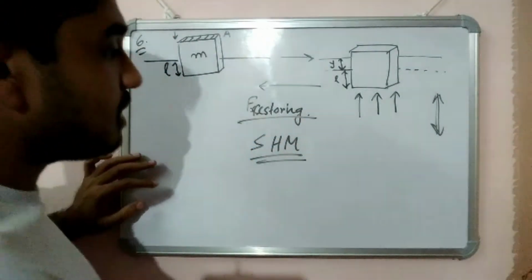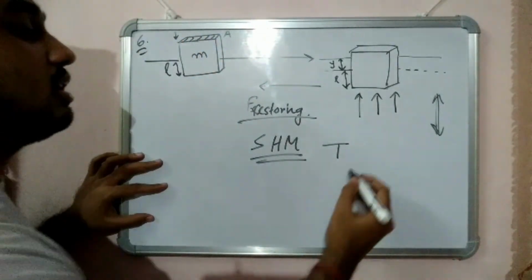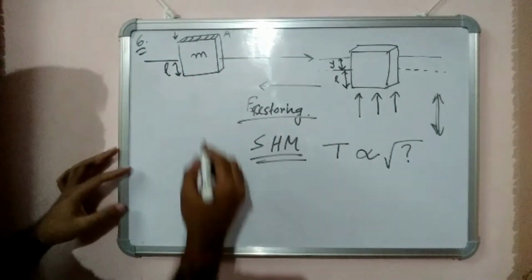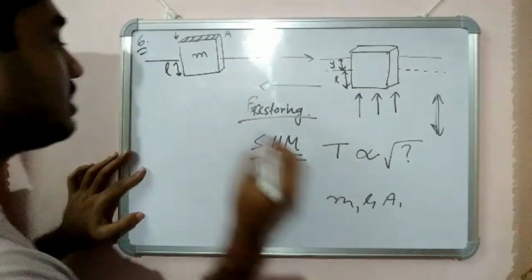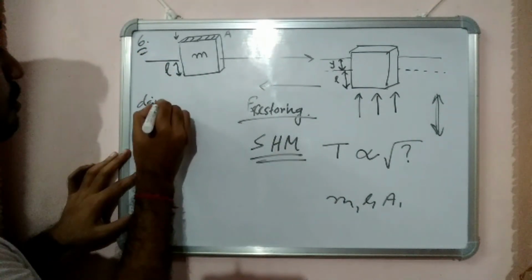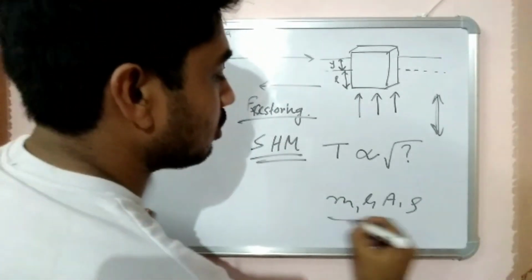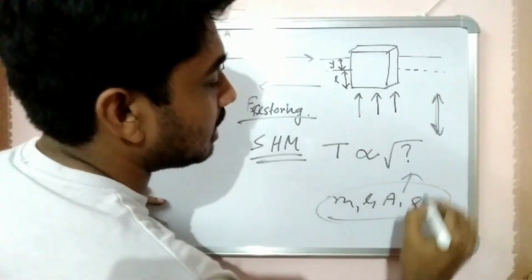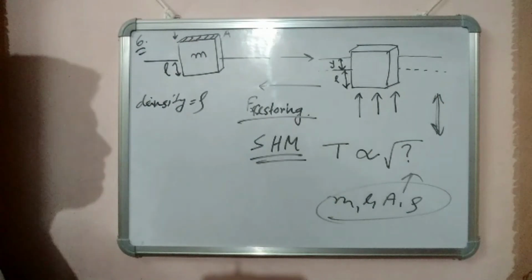Now as it will be a SHM, there will be a time period, and the question is upon which factors the time period will depend. Here are many factors. Here is M, here is L, here is A, and here is the density, most importantly the density of the water, that is rho. These 4 factors are given in the options, and which will be here and in which form. So let's try to understand.